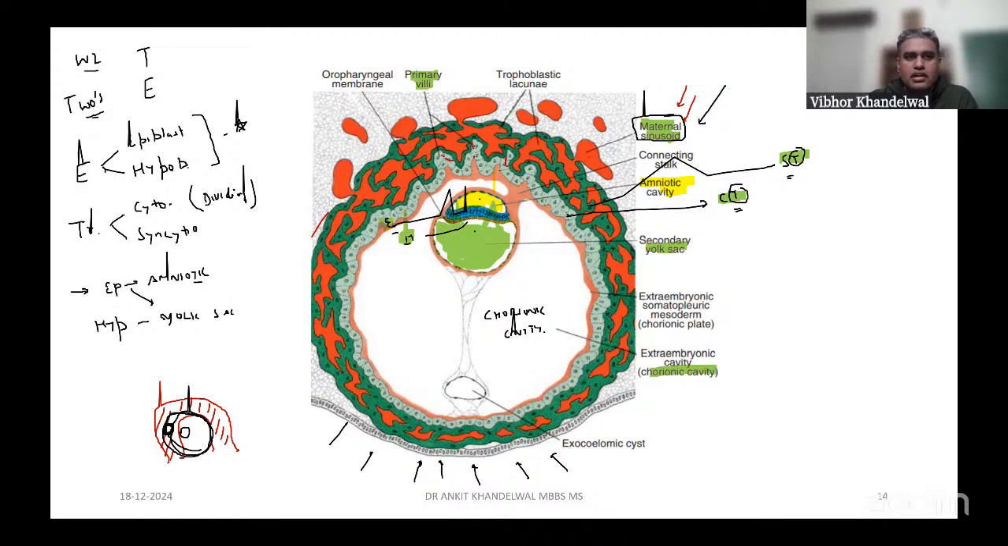So in week 2 we have epiblast, hypoblast, and cytotrophoblast and syncytiotrophoblast, then the amniotic cavity and a yolk sac. And also outside we have extra embryonic mesoderm. You can see extra embryonic mesoderm, chorionic plate, chorionic villi. So I hope you understood a bit of implantation. Now comes the last week, that is week 3.